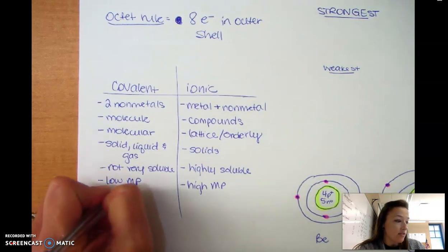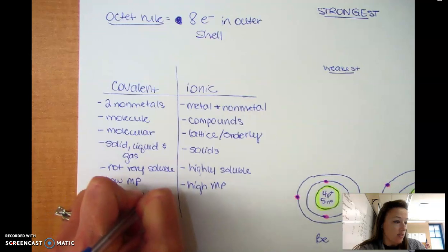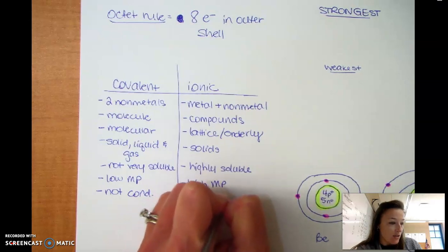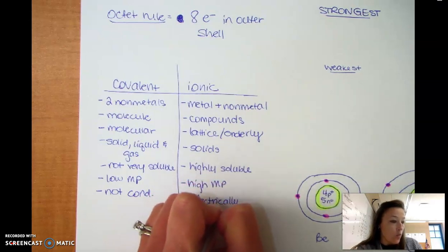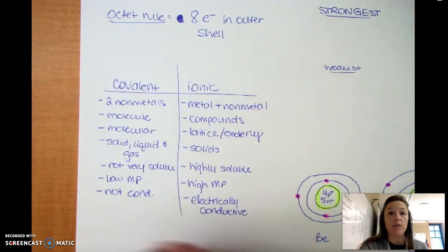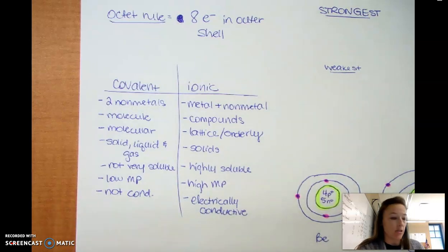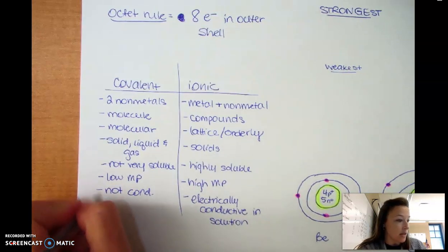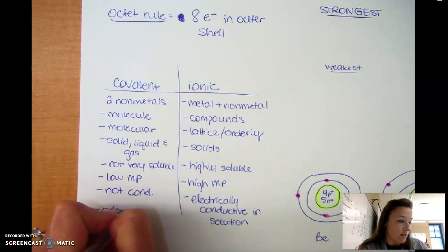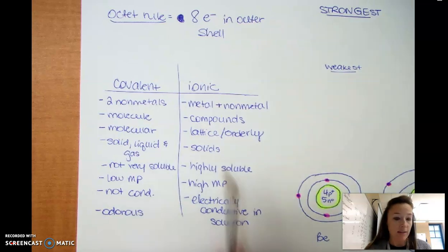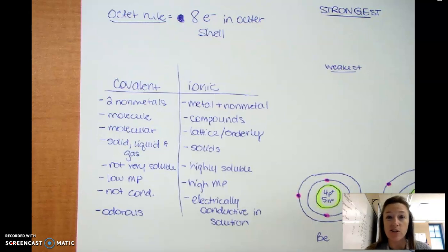Covalent is not conductive, whereas ionic is electrically conductive when it is in solution. So if you take salt and you dissolve it in water, you'll be able to send electrical currents through that. So in solution. And the last thing is sometimes covalent are odorous. They can be stinky, like hydrogen sulfide, which smells like boiled eggs. So that's some ways that they are different. Really no way that I can help you remember that. It's just one of those things you have to kind of memorize.